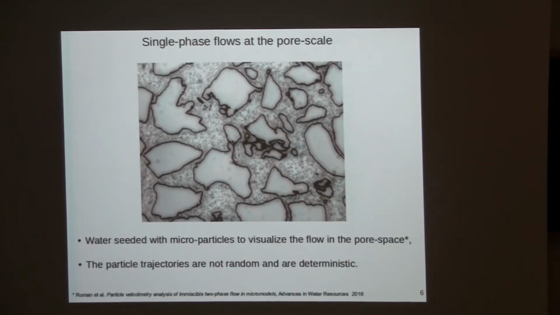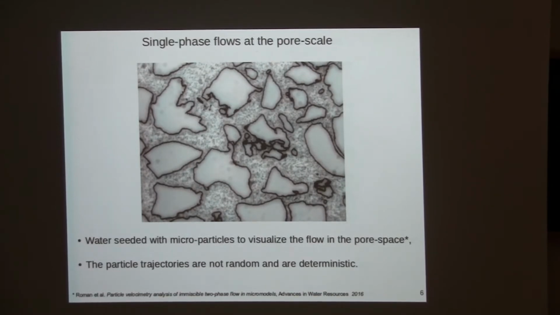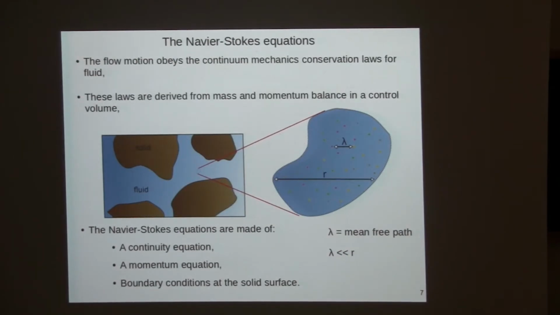You can do this kind of thing for all kinds of physics. Here is an experiment we've done in the lab. It's a microfluidic experiment. Basically, it's a micromodel seeded with microparticles, and the main objective was to visualize the flow. We see the flow motion of the particles in the domain. What I really wanted to say with this animation is that the particle streamlines, the trajectories, are not random. They are completely deterministic. Which means that if you follow some particles, on average, they will all follow the same pathway for a given pressure drop, always. They are deterministic, and they obey the continuum mechanics conservation laws for fluid.